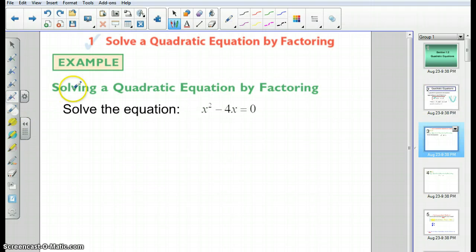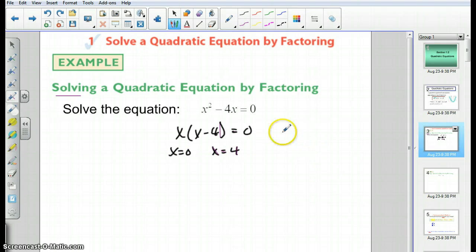When you're solving a quadratic equation, you want to think about factoring it and setting each factor equal to 0. So the GCF here would be x. So we're going to factor out an x and then set each factor equal to 0. So either x will equal 0 or x will equal 4. We also want to check for any extraneous solutions.